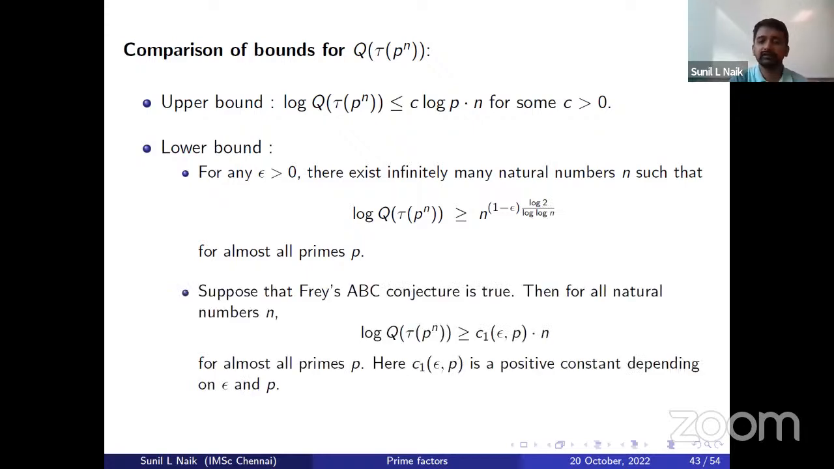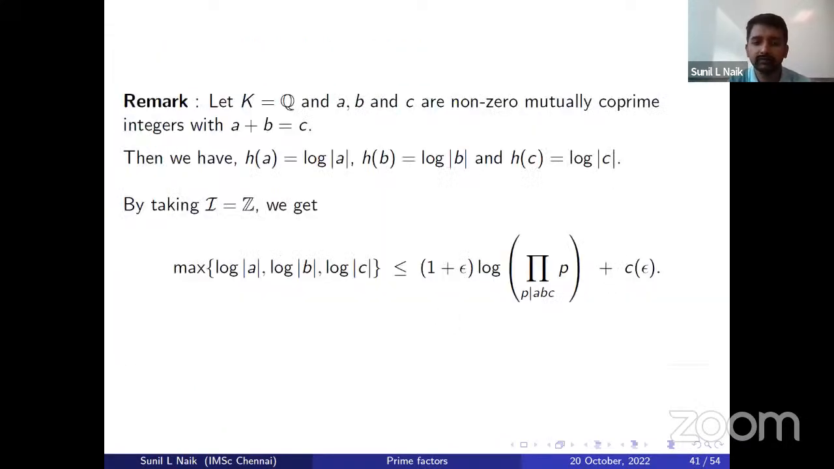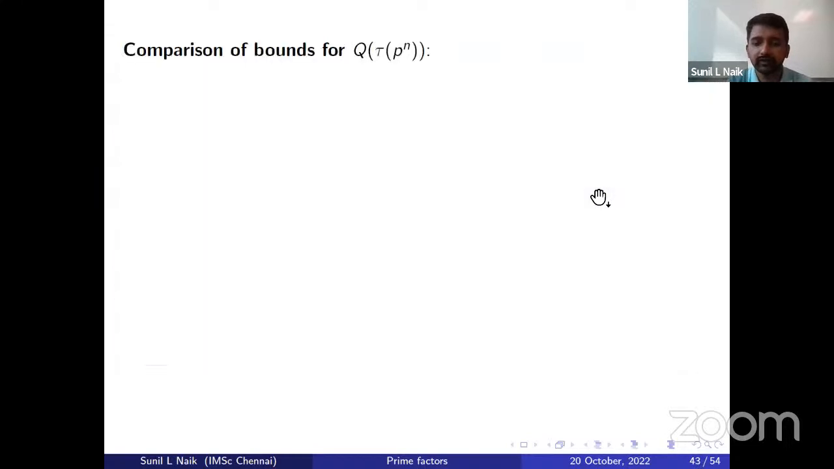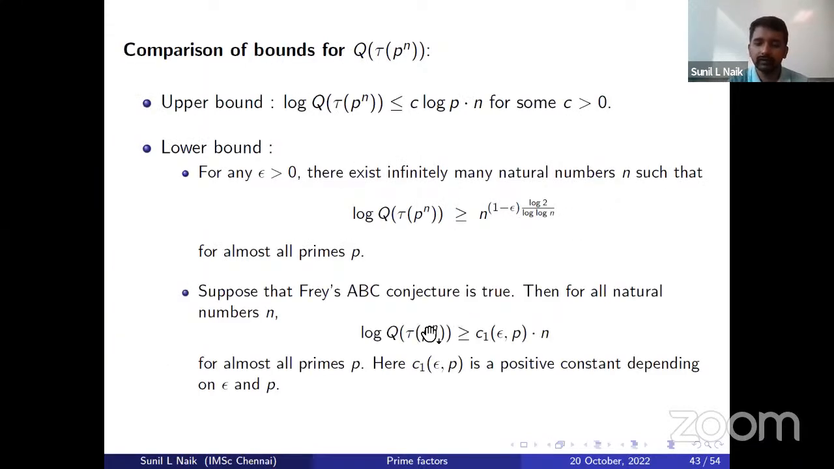Conditionally, under the ABC conjecture, by taking the logarithm of this expression, we get that the log of the radical of τ(p)^n is greater than or equal to a constant C1 times n, where the constant depends on ε and the prime p. Observe that in the upper bound we have n. Here also, conditionally, the power of n in the lower bound is equal to n, but unconditionally we have a little o of 1.